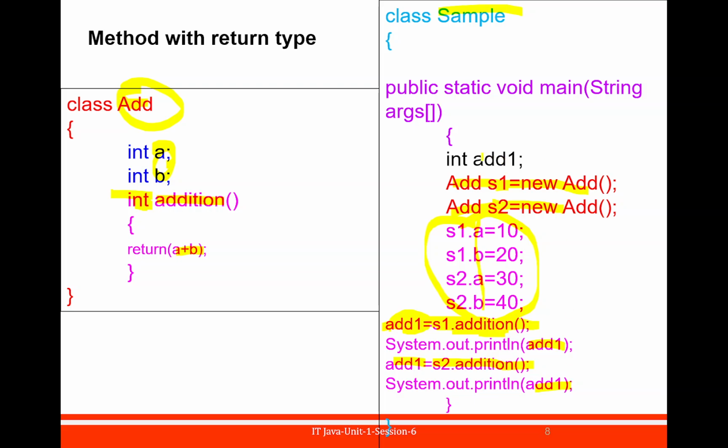We are using a single variable, no problem. The latest value which is provided for add1 will be finally available. So this is an example of a method with a return type.